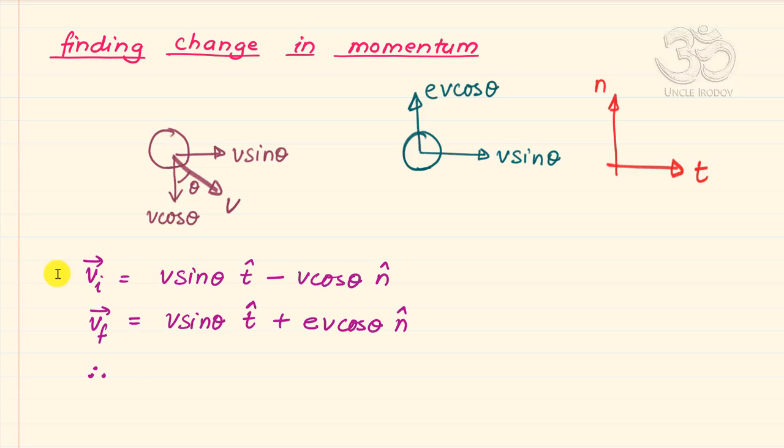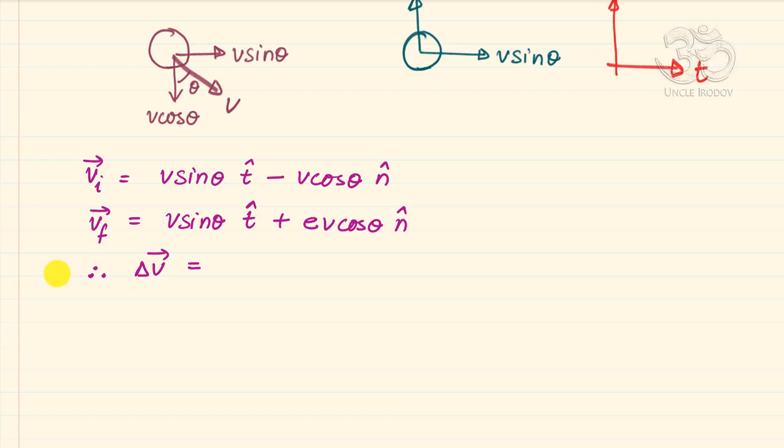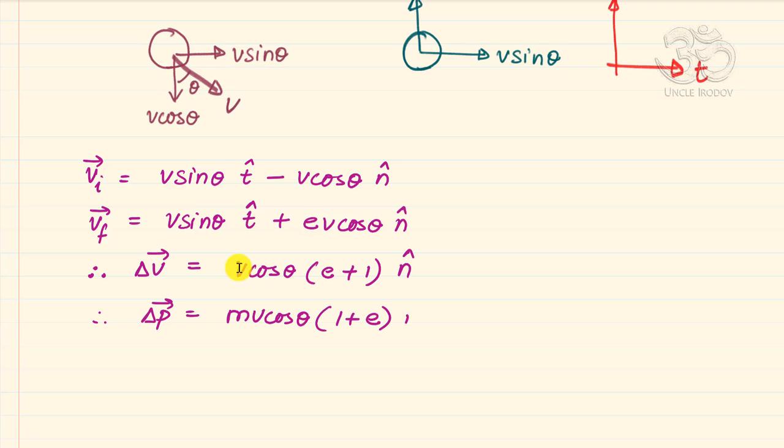So therefore change in velocity is v final minus v initial, so the first term will cancel out, and the second term will get added up to the e v cos theta term. You can take v cos theta common, v cos theta times e plus 1 n cap, and so therefore delta p is going to be m v cos theta times 1 plus e in the n cap direction.